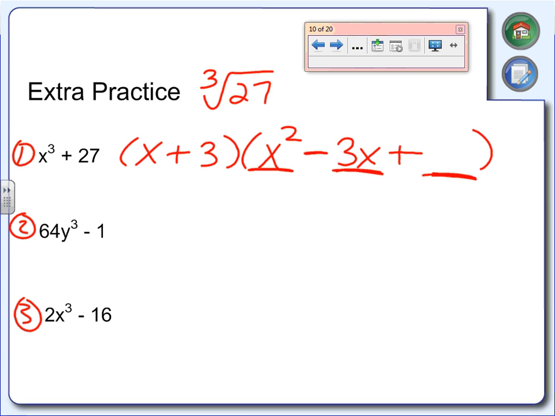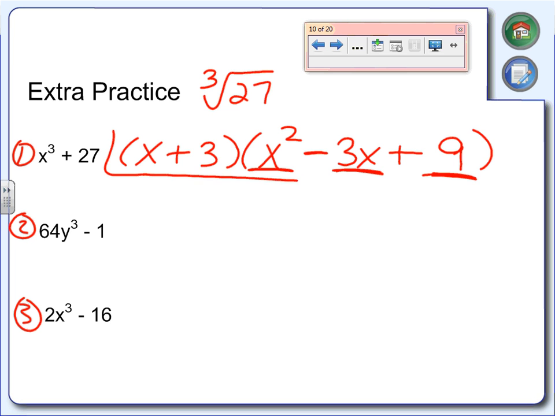So you get the last one over there. You're going to take the 3 and you're going to square it. What do you get when you square 3? 9. That's what goes in this trinomial over here. You just factored x to the third plus 27.